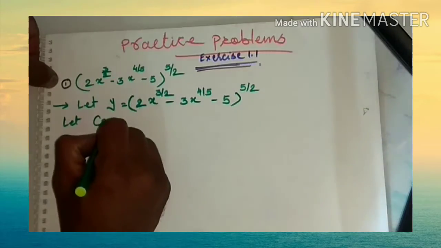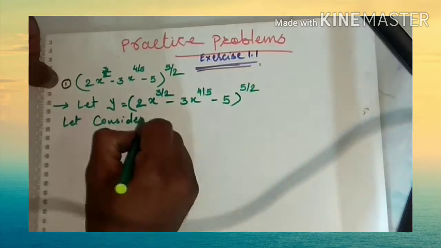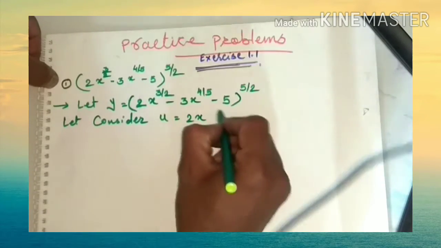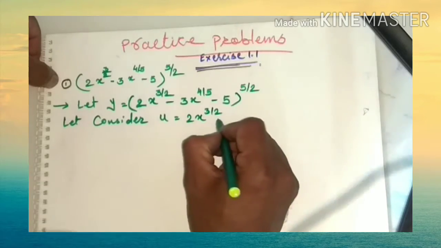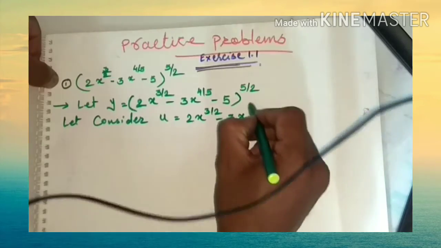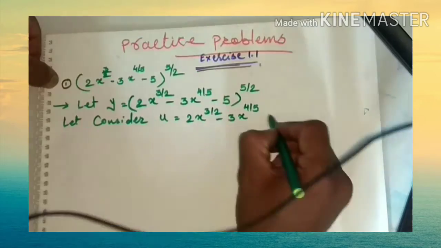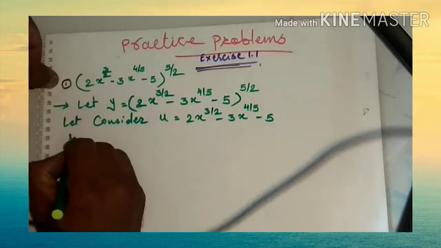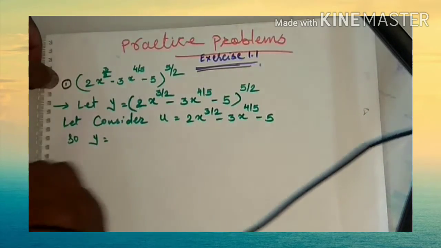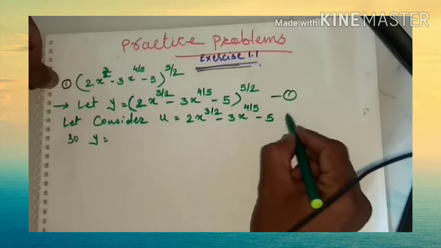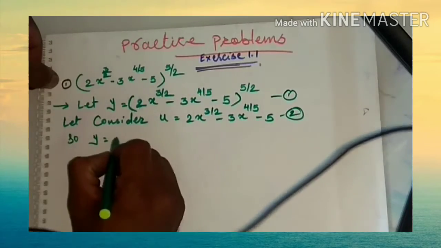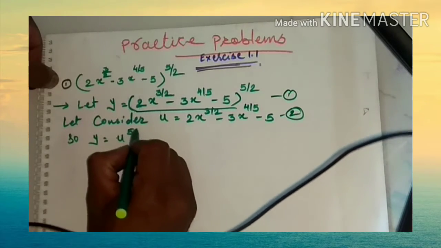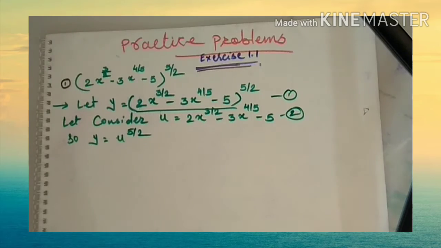So what you need to do, let's consider u is equal to... So y will turn, this is equation number 1, this is equation number 2. So y will turn into u raised to 5 by 2.